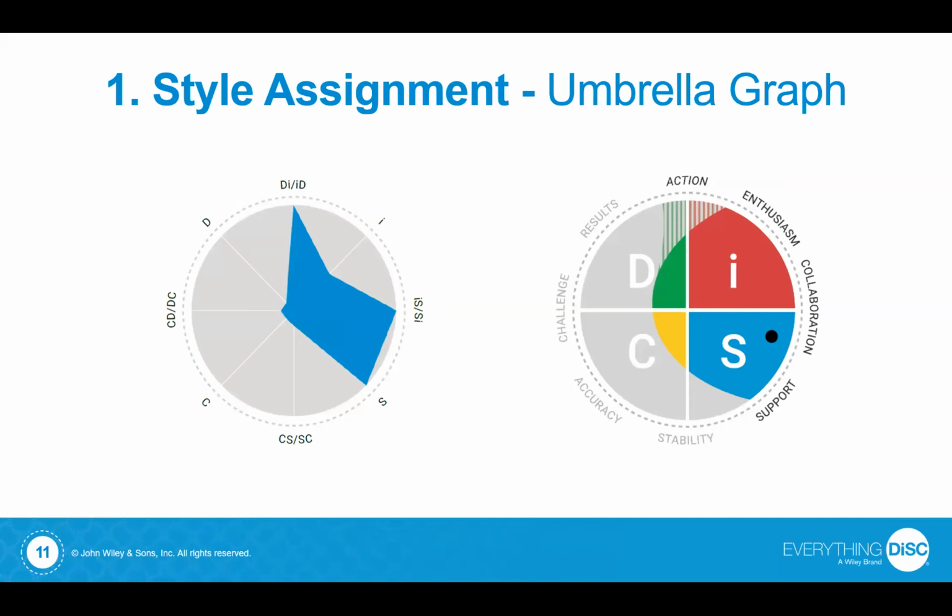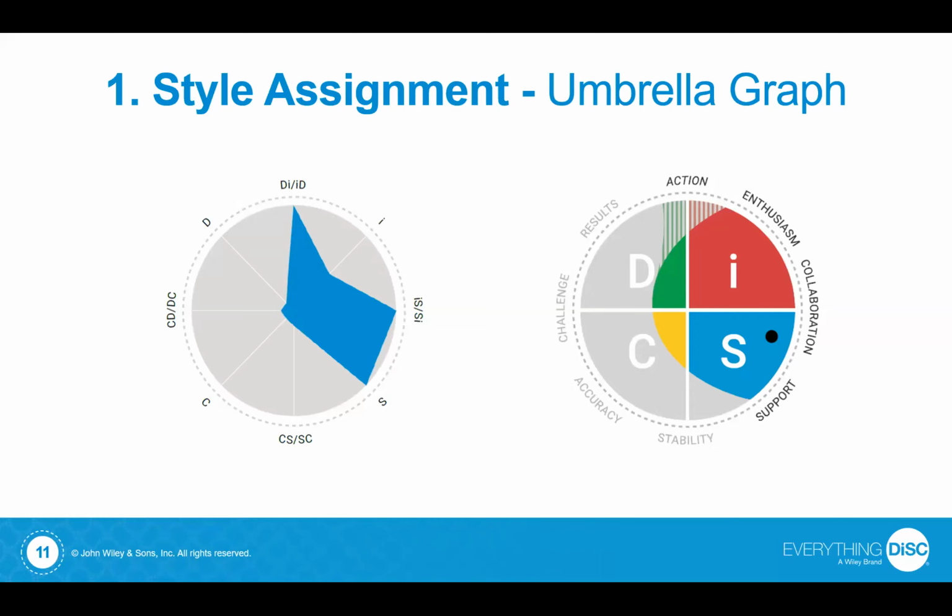Now, the umbrella graph is the raw scores I've got on each of the 8 scales. All right, and you can see I've scored almost nothing on D, DC, C, and SC. I've got a moderate amount of I, but I've scored right out to the maximum on S, ISSI, and DIID. And so the program, using a series of algorithms, determines where my dot's going to sit. So that's the purpose of the umbrella graph, and it's very valuable to look at this.